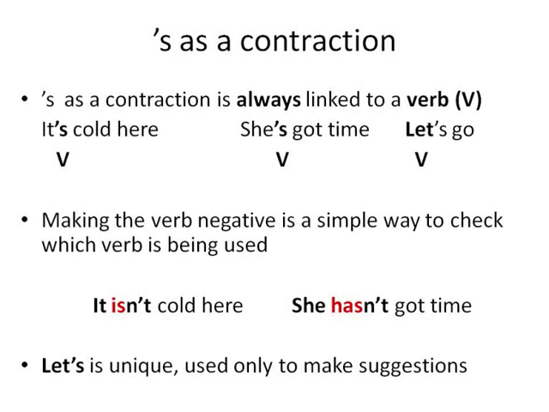And so making the verb negative is a simple way to check which verb is being used if you need that clarification. So it's cold, it isn't cold. She's got time, she hasn't got time. And let's is unique and is used only to make suggestions.